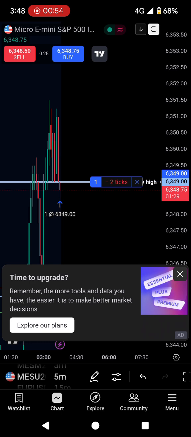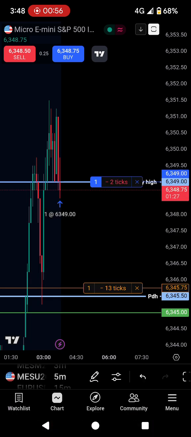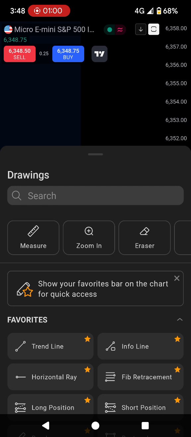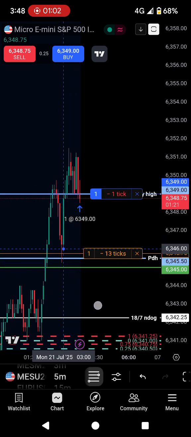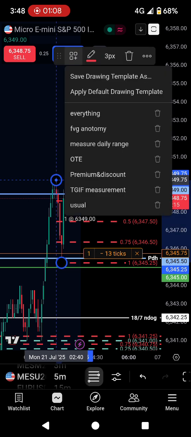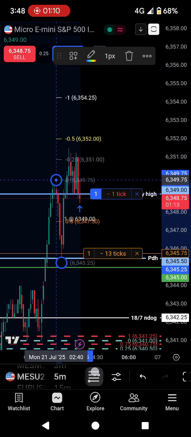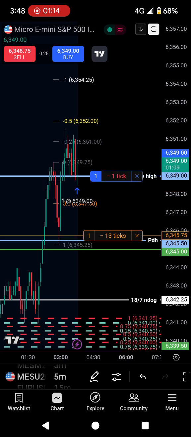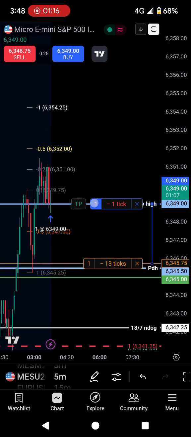So overall, and let me pull the take profit. For today, let's just use Fibonacci. Yeah, from here up to here, then usual everything. Okay, and the first target will be a -1 level, but remember today is Monday, right?